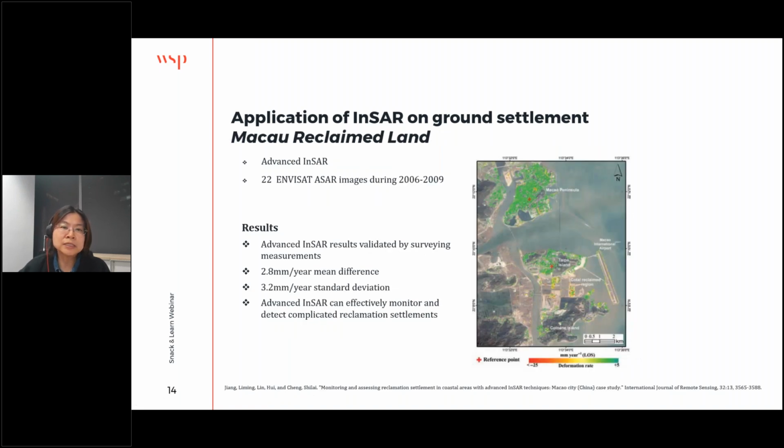And then InSAR was also used in some Macau reclaimed lands. We know that Macau is reclaimed land. They compared with the control point measurements. Because this ground was reclaimed some time ago, the settlement is quite stable. So far they compare with the yearly measurements, and the accuracy of the advanced InSAR technique against the field measurements is quite good, like 2 to 3 millimeters difference.